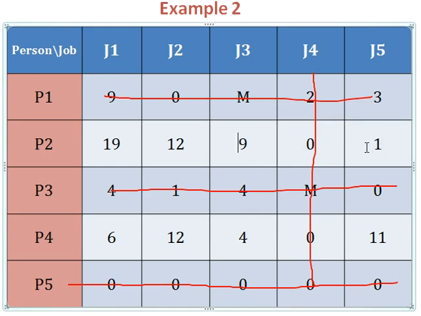You have to rewrite this in the next table. 9 minus 4 equal to 5, 12 minus 4 equal to 8, 19 minus 4 that will be equal to 15. This 6 minus 4 equal to 2, 12 minus 4 equal to 8, this will be 0. Then 11 minus 4 equal to 7.